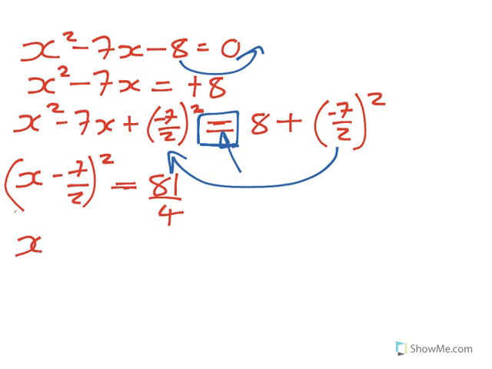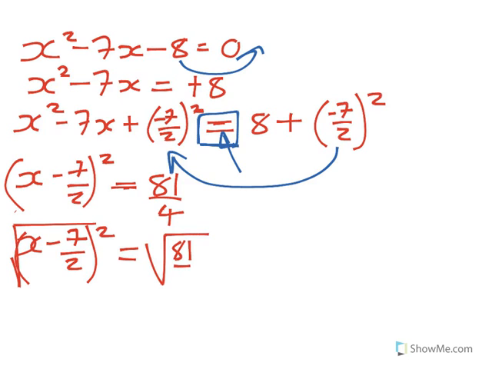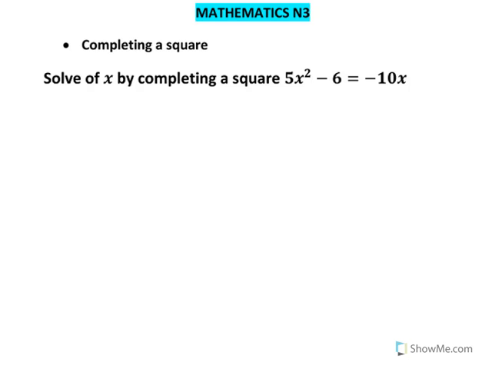Then you're going to have x minus 7 over 2, remember, square root is equal to square root of 81 over 4. Then you continue solving it like what we did, and then you get the two answers. So your x will be equal to 8 or x is equal to minus 1.